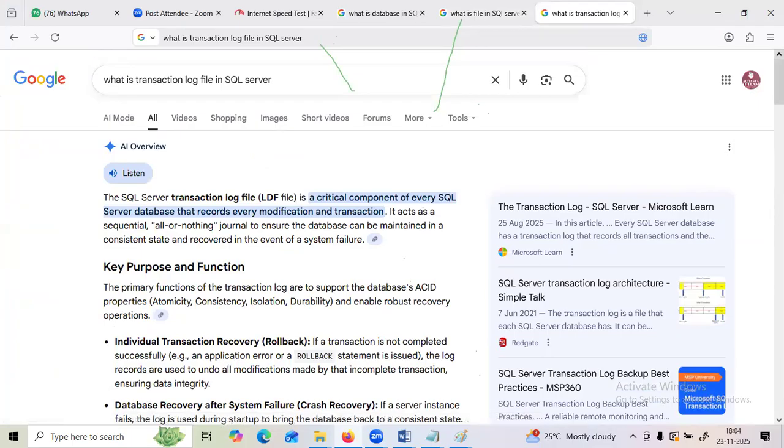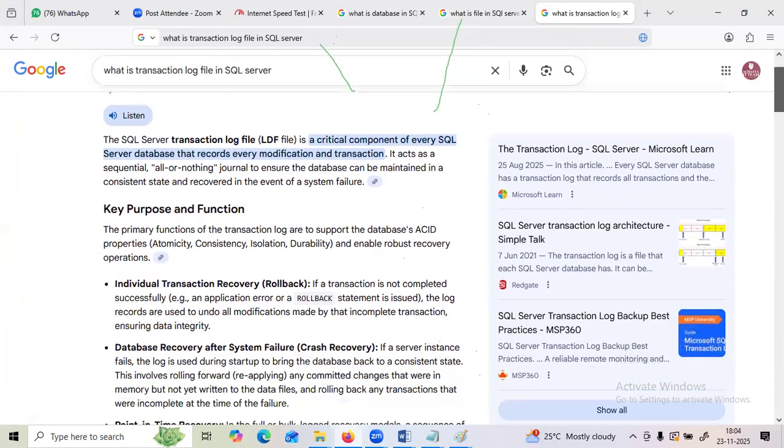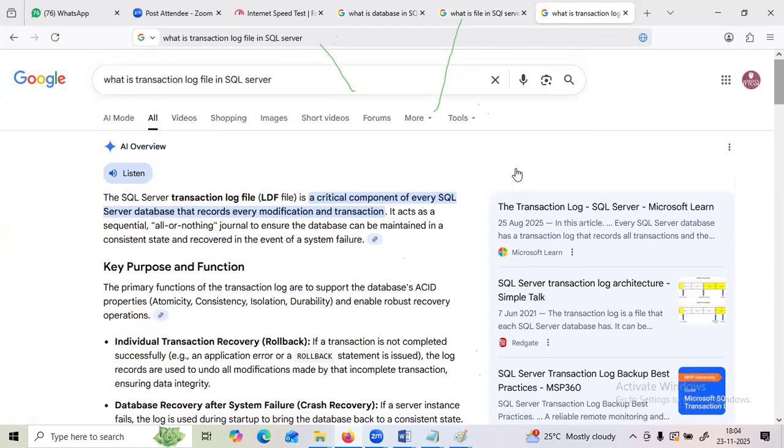Now we are going to discuss the transaction log file. As a DBA, we need to maintain proper techniques, maintenance activities and other mechanisms. Why? Because if something goes wrong, how are we going to recover the data? That also fully depends on the transaction log file.